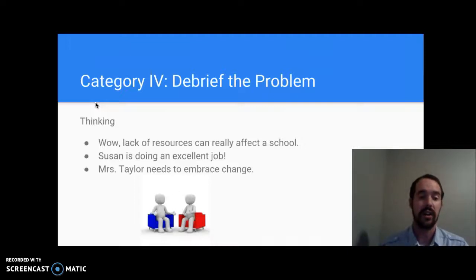I think Susan is doing an excellent job within her role as a first-year teacher. I'm extremely impressed that she's not allowing Mrs. Taylor, who has been a little disappointed in Susan's work, to affect her. I think Mrs. Taylor needs to embrace change.